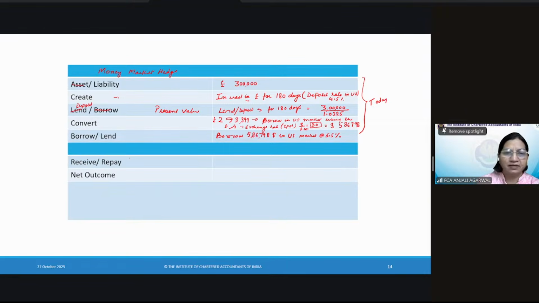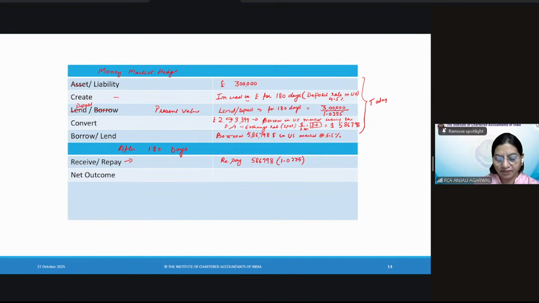What will happen exactly after 180 days? What is it that you have done? You will repay the dollar amount together with interest. So repay 586,798 together with interest at the rate of 5.5%. So how are we going to solve 5.5? 5.5 divided by 200 plus 1. 1.0275.